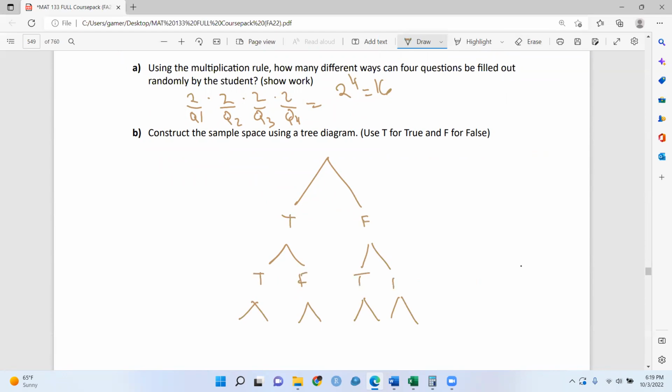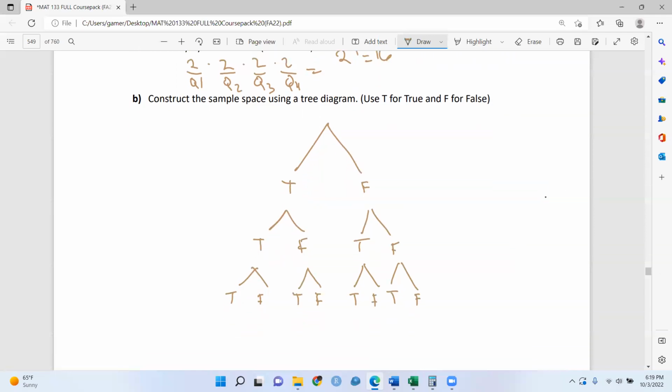But why did we use 2 on A? Great question. It's true or false. So question 1, when you're guessing, you can either guess true or false. Question 2, same thing, true or false. Same thing for question 3. I got 4. Well, you weren't wrong to think 4 because there were 4 questions.